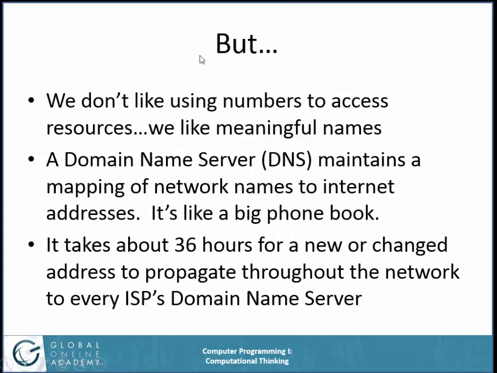But we don't really like using numbers to access our resources. Even if the numbers become easier, like 192.168.4.17. A domain name server, DNS, maintains a mapping of network names to internet addresses. It's like a big phone book that you can look things up in. So names that you're used to, like www.globalonlineacademy.com, or excuse me, I think that one's .org.